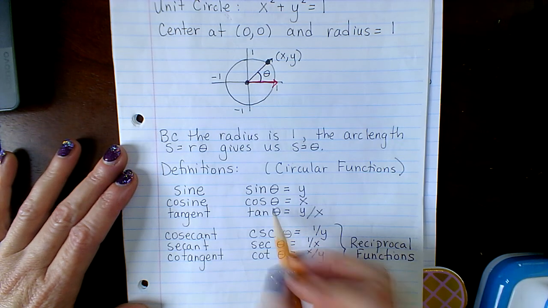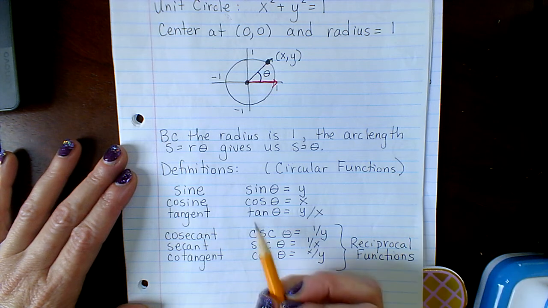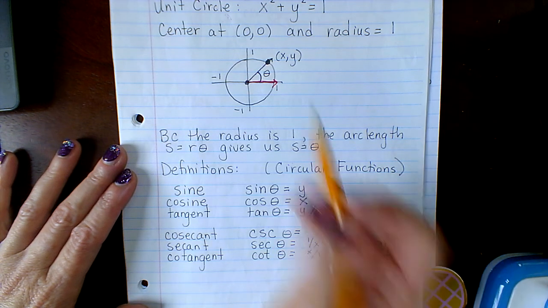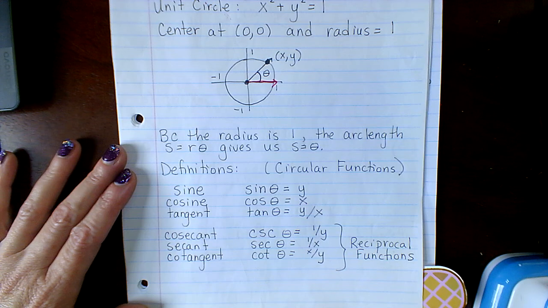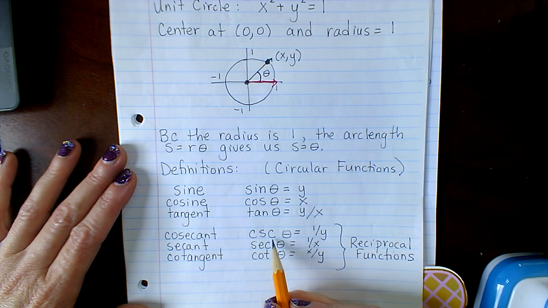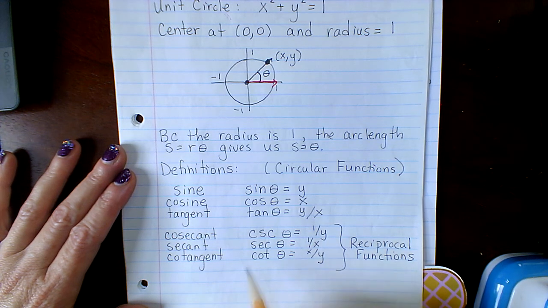The cosine of the angle is defined as being the x value. The tangent is defined as being the ratio of y over x. Again, y over x. The cosecant is abbreviated CSC, and its definition is 1 over y. Now that's, of course, provided that y is not 0. The secant is defined as 1 over x, provided that x isn't 0. And the cotangent is x over y, provided y isn't 0.